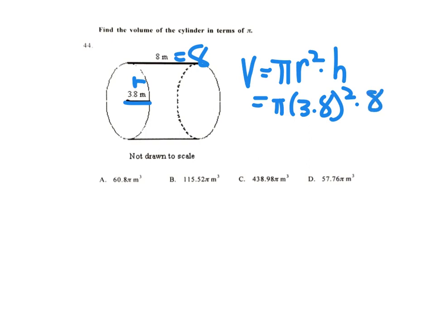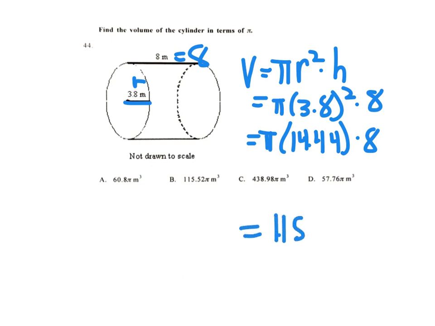If I do 3.8 squared, I get 14.44. And that is times 8. When I multiply that by 8, I get volume equals 115.52 pi, which will be our final answer, which is B. Again, it's in terms of pi, so you're leaving pi there. You don't have to multiply by pi, and you're good to go.